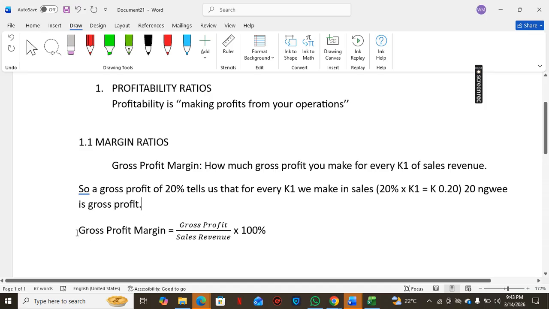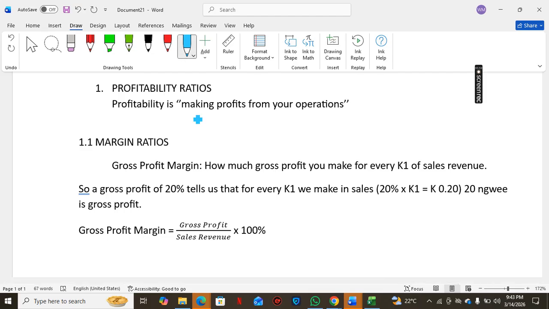Alright, so this is the formula here. Gross profit margin is your gross profit over your sales revenue. So we need to understand how this ratio operates.